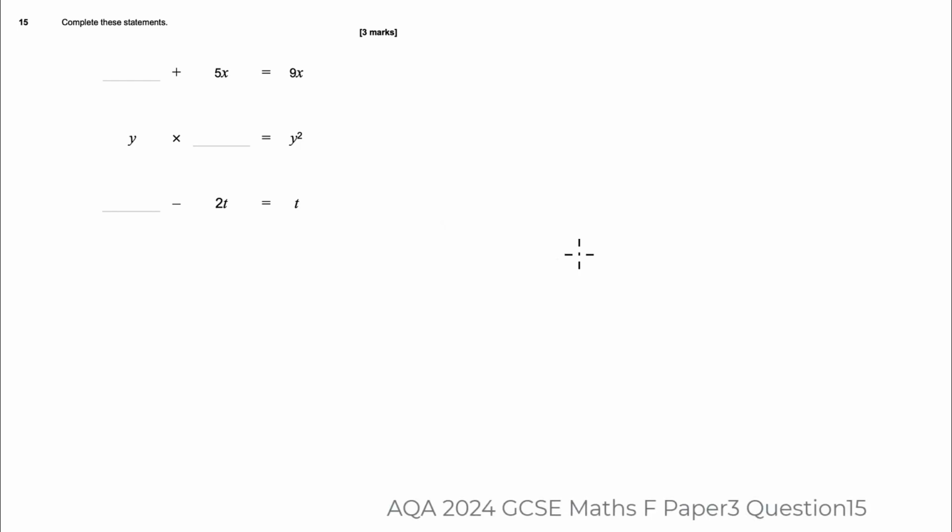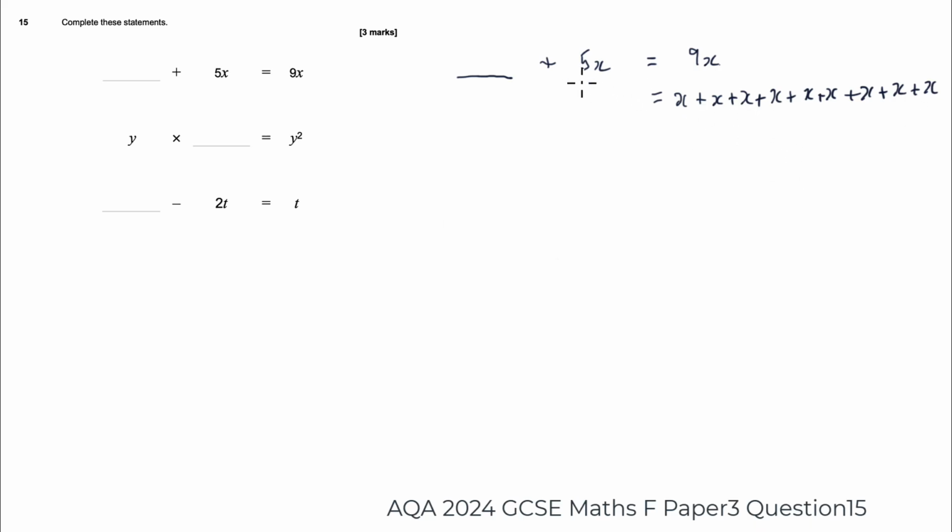So here's question 15, and we've got 3 different statements with blanks in them, and we're asked to complete them. In this first one, we've got a blank plus 5 lots of x gives us 9 lots of x. Remember, 9 lots of x means x plus x plus x plus x plus x plus x, 6 of them, and another 3. That's the long way of writing out what this means: 9 x's all added together.